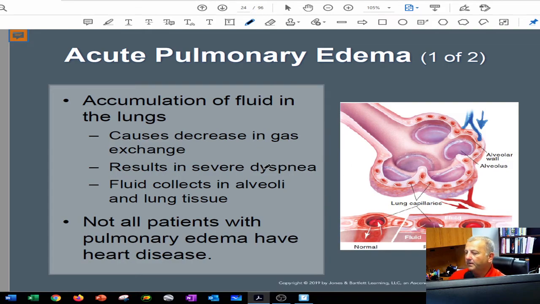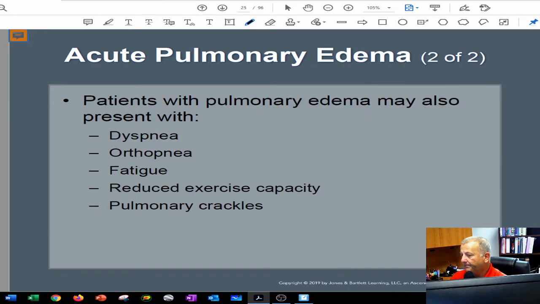All right. Orthopnea. So ortho doesn't mean bones, does it? It means like being straight. All right. So when the patient walks, they become very distressed, fatigued, reduced in their exercise tolerance. They're not going to be exercising, and they're going to have some pulmonary crackles.